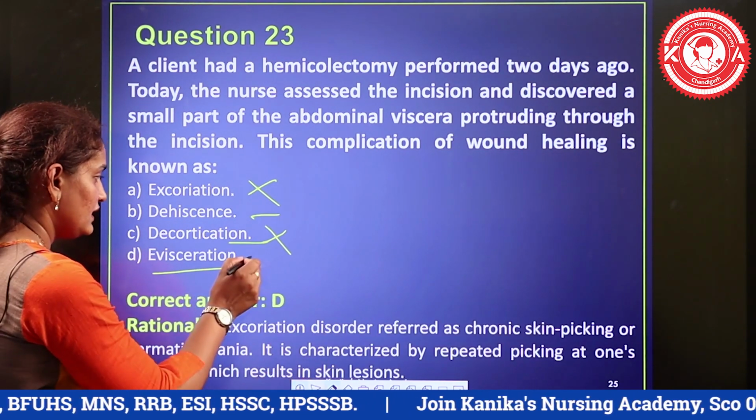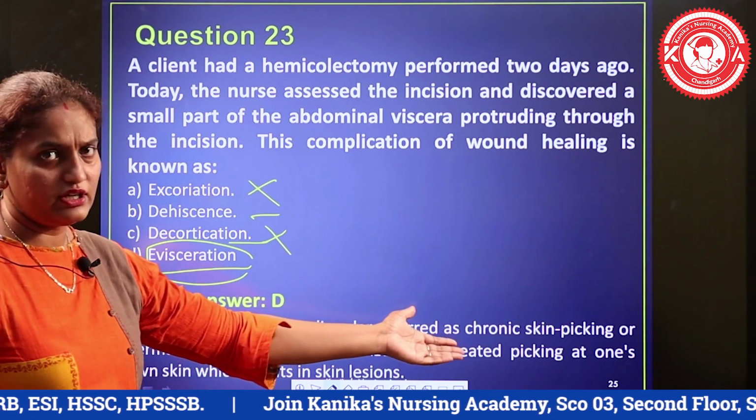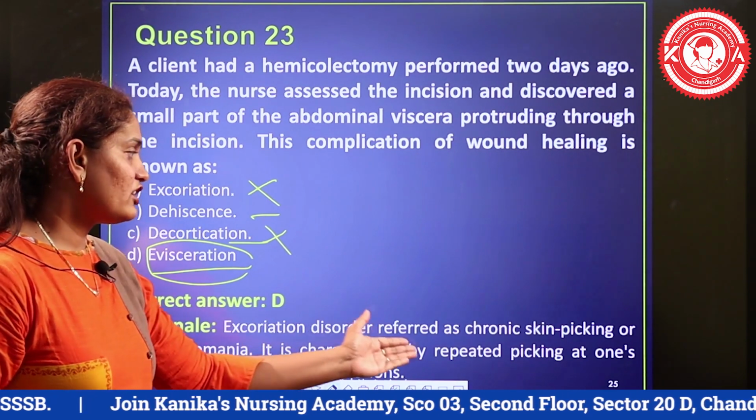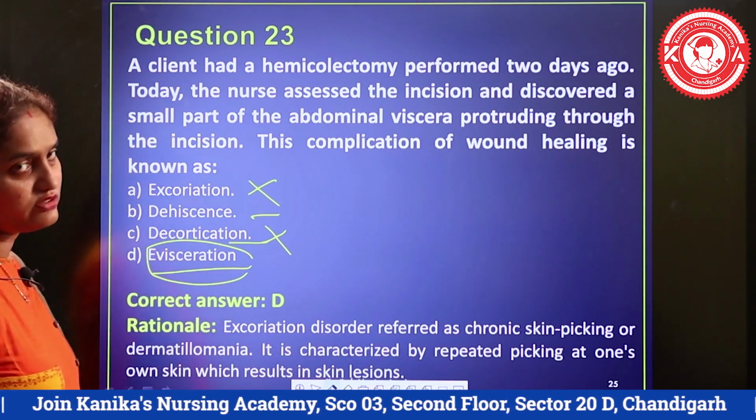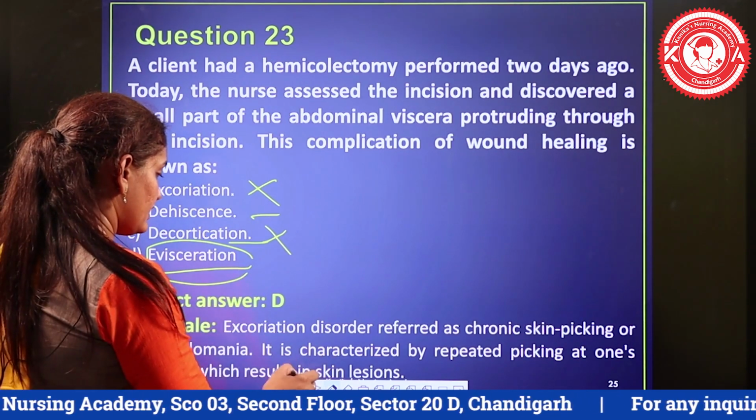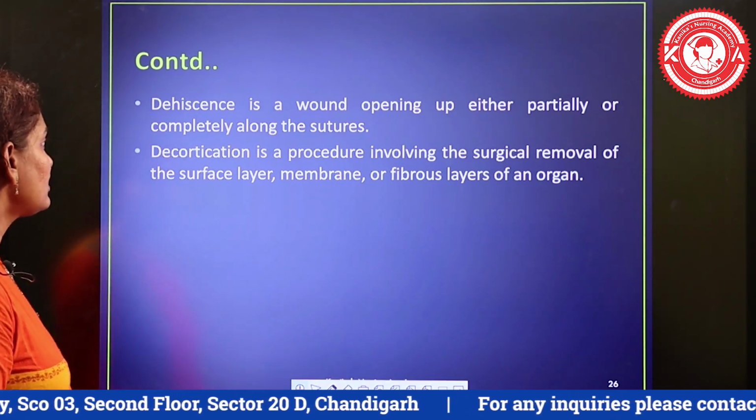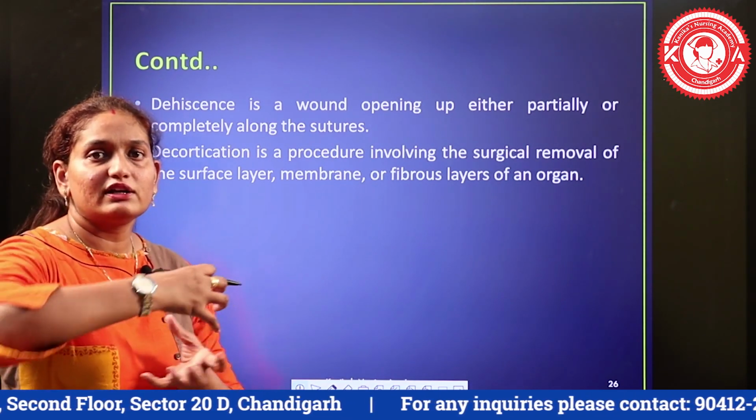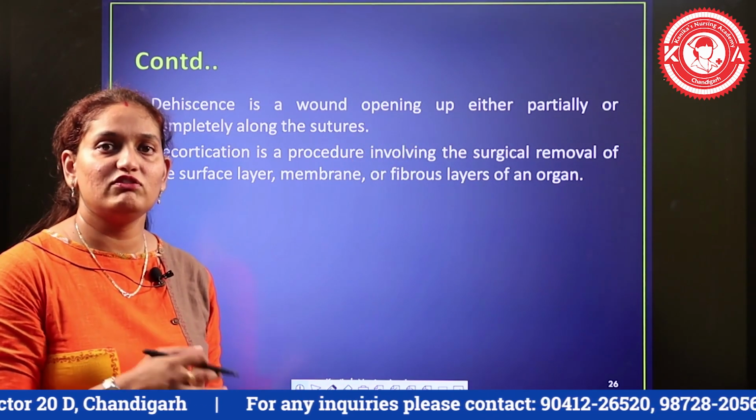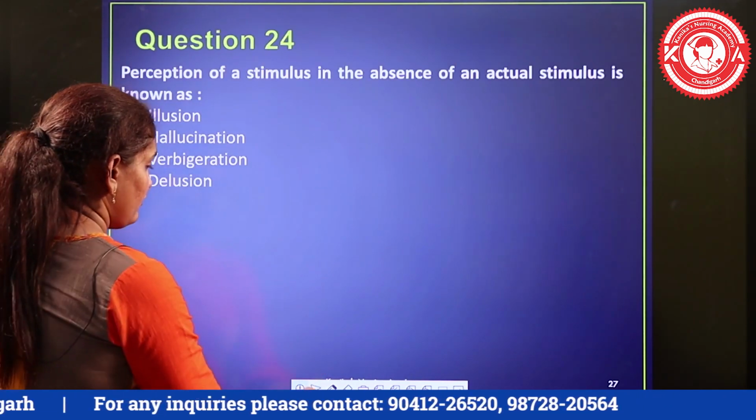The answer is D. So what is the difference? Let us see. Excoriation is chronic skin picking or dermatillomania. It is characterized by repeated picking at one's own skin which results in skin lesions. So it was not the correct answer. Dehiscence is a wound opening either partially or completely, and when an organ comes out of that wound opening, that is known as evisceration. So this is the basic difference between evisceration and dehiscence. Question number 24.